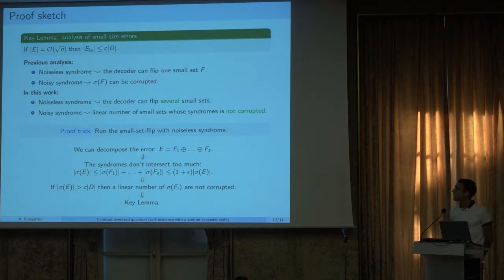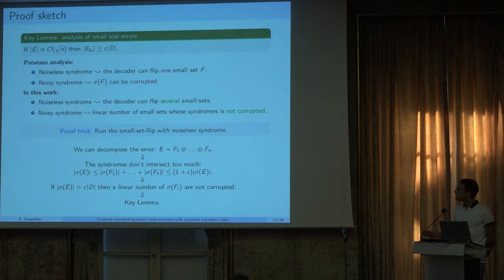In this work, we have improved this result, and we have proved that in the noiseless case, the decoder can flip several small sets. As a consequence, in the noisy case, there is necessarily a linear number of small sets whose syndrome is not corrupted, and so there is a linear number of small sets that the decoder can flip. The proof trick that we have used is just to run the small set flip algorithm with the assumption that there is no syndrome error.